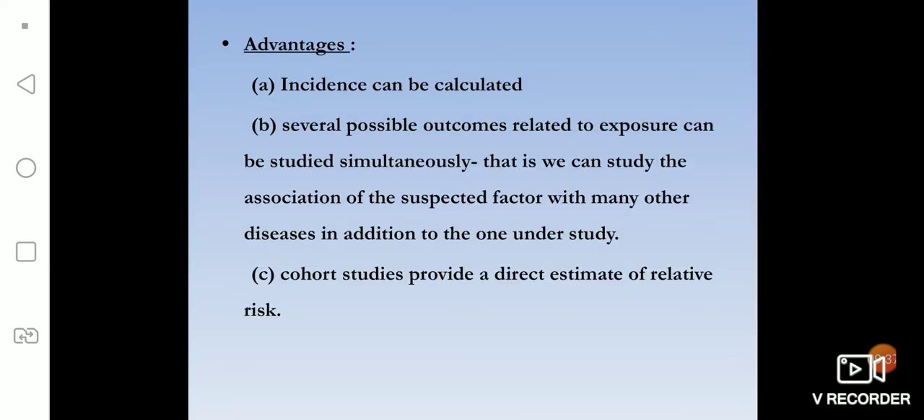Now let us see the advantages of cohort studies. The main advantage is that you can calculate the incidence from cohort studies. At the same time, several possible outcomes can also be studied simultaneously. Cohort studies provide a direct estimate of relative risk. Dose response ratio also can be calculated.